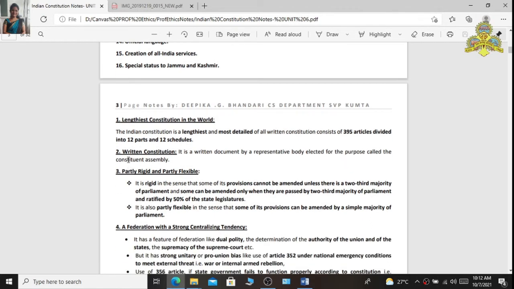Second feature is that it is a written constitution. It is a written document. Our constitution is a written document made by a representative body elected for the purpose, called the Constituent Assembly.